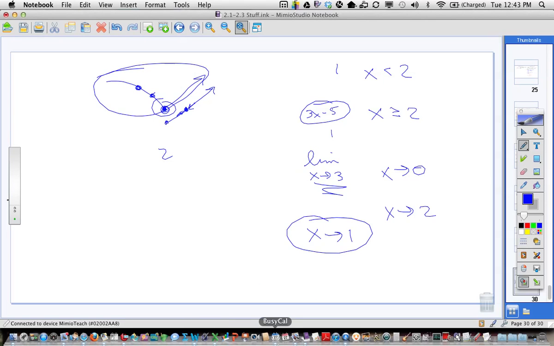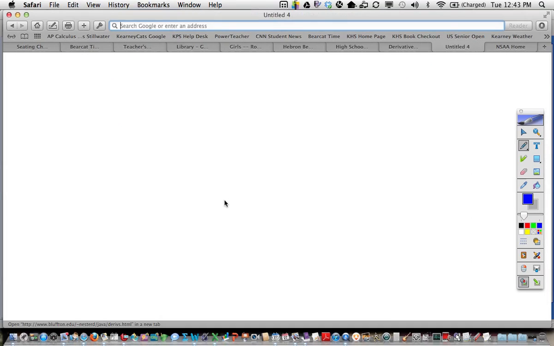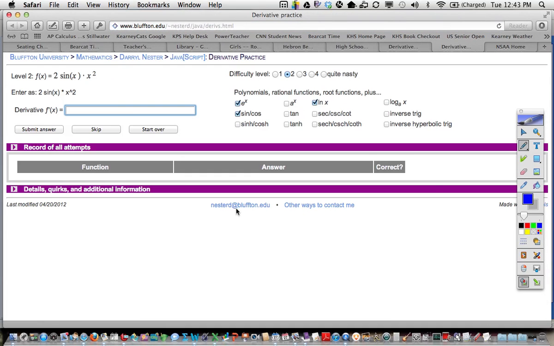Let's review a couple of things here. We did this in the other class. This didn't work out too bad. Let's go to this website here. So just get your notes out or whatever. We'll just practice a couple of derivative practice ones here from the website. Let's see if I can find some decent ones, just on using our shortcuts.